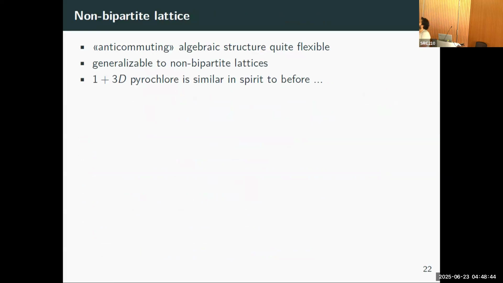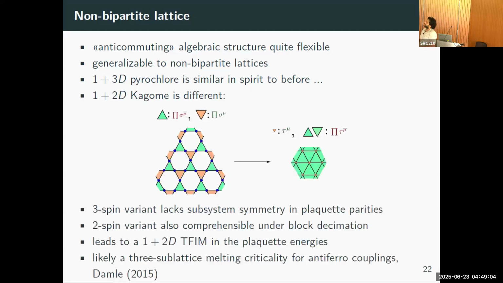So yeah, the final few comments. The structure is actually, because it's corner sharing, quite flexible, and you can also generalize it to non-bipartite lattices. It turns out for the pyrochlore, you play the same game, and essentially it's a three-dimensional version of all the physics that we saw in the square lattice case. But the Kagome is interestingly enough different. I won't get into the details, but it turns out that the three-spin variant, which is the natural multi-spin variant on the Kagome lattice, lacks subsystem symmetry in the plaquette parities.